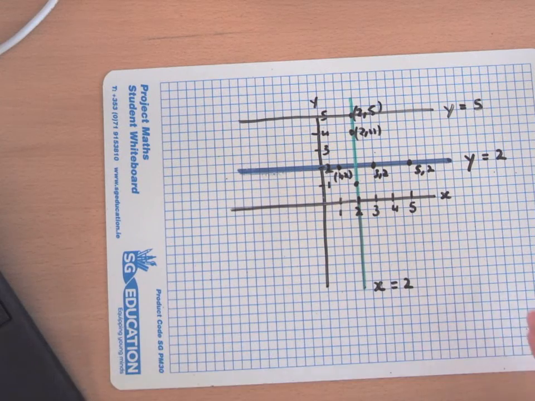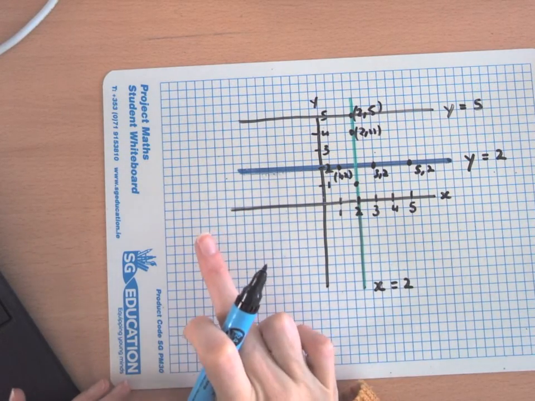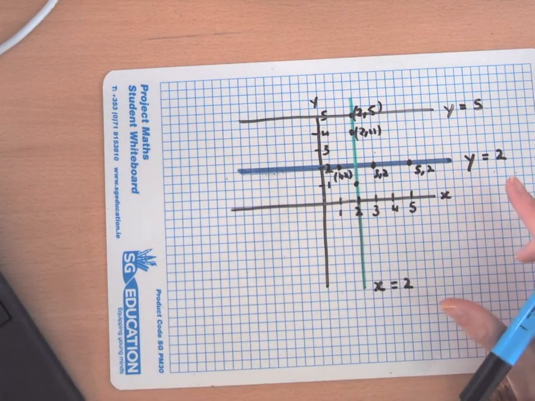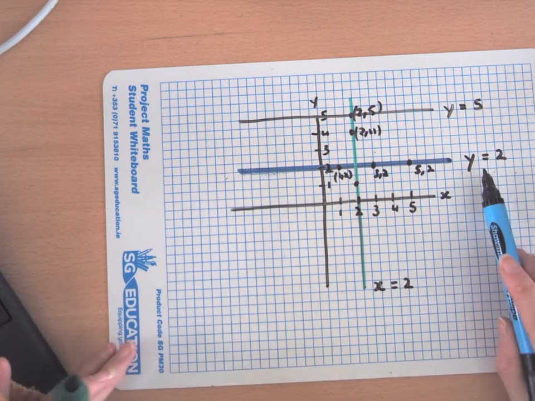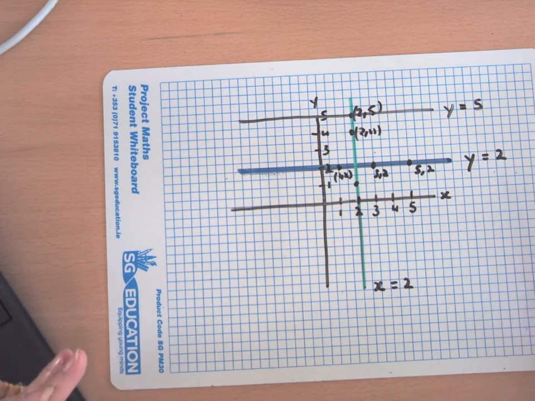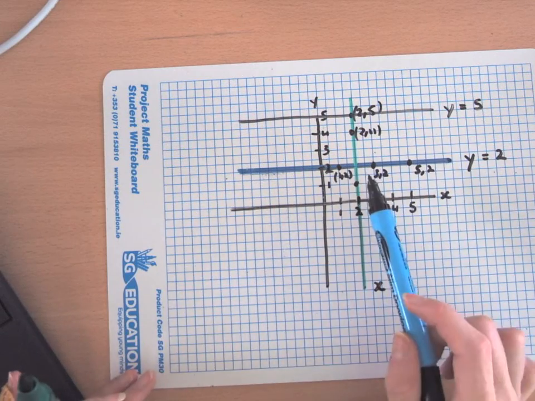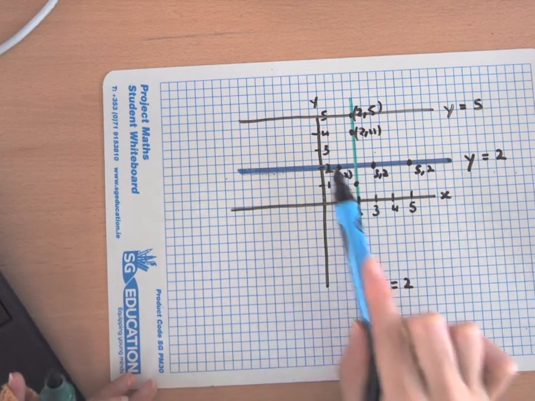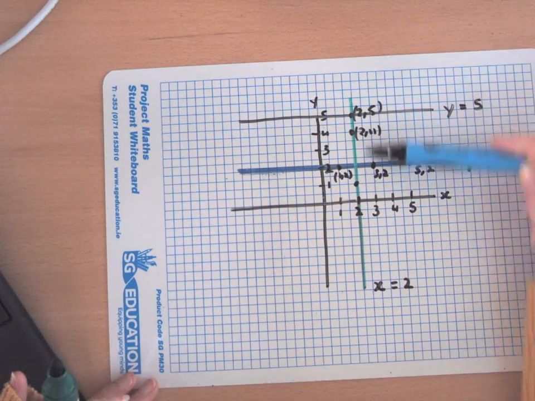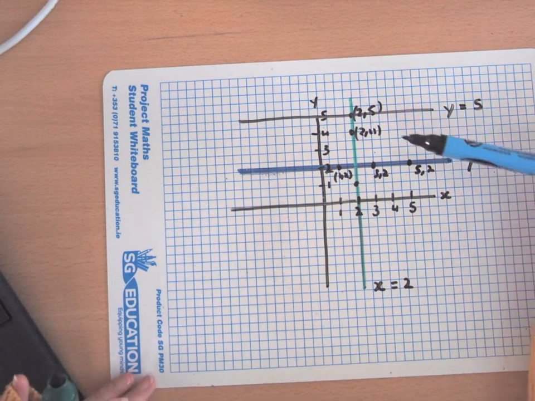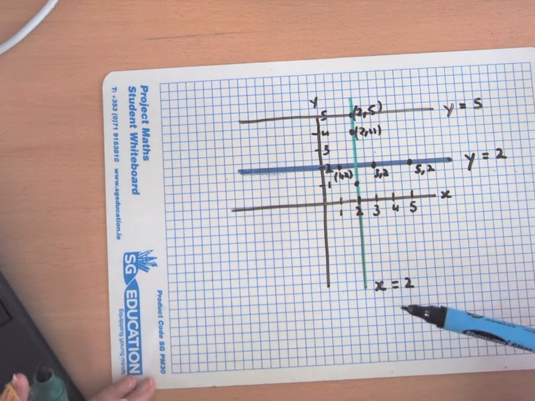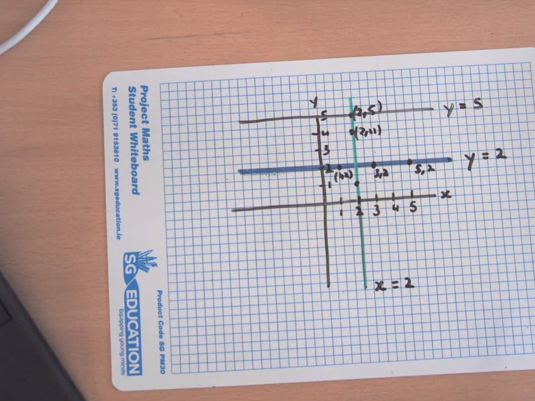So it's really important to recognize when it's a vertical line, your equation is just X is 2. When it's a horizontal line, your equation is Y is 2. When it's a vertical line, your equation is just X is 2. Okay? So if you have horizontal or vertical, it's just X equals, Y equals. All the other lines have an X and a Y. Okay, does that make sense?